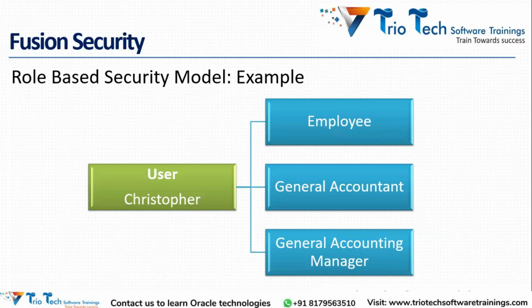Now again, let's say a person is supposed to work on both the general accounting and accounts payable departments. In that case, all the roles related to general accounting as well as the roles related to accounts payable will be provided to him, so he will have both application accesses. This is how the role-based security model works, and something you need to understand with respect to security administration.